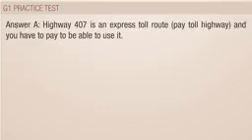Question 127. Highway 407 near Toronto is A. An express toll route pay toll highway. B. An expressway to the USA. C. The longest highway in Ontario. D. A new highway. Answer A. Highway 407 is an express toll route pay toll highway and you have to pay to be able to use it.